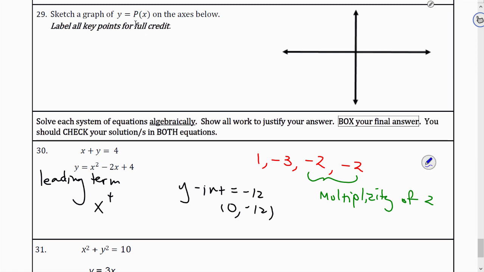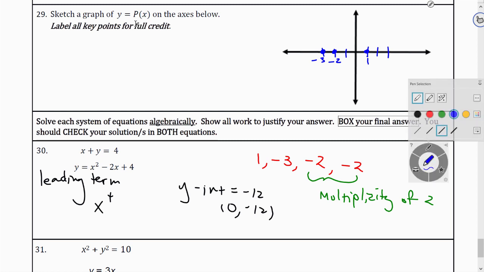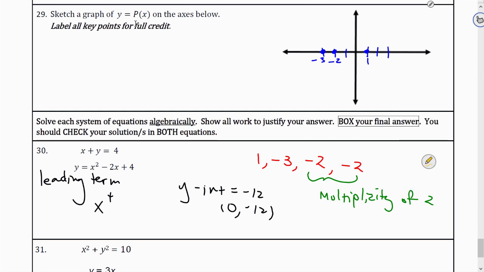So the first thing I look at are the zeros. So the zeros down here, I have positive 1, I have negative 3, and I have negative 2. Okay, so let me kind of label this a little bit. I'll label this as 1, negative 2, and negative 3. Okay, the next thing I look at is the y-intercept is at negative 12. So I can just put a dot and say it's negative 12.